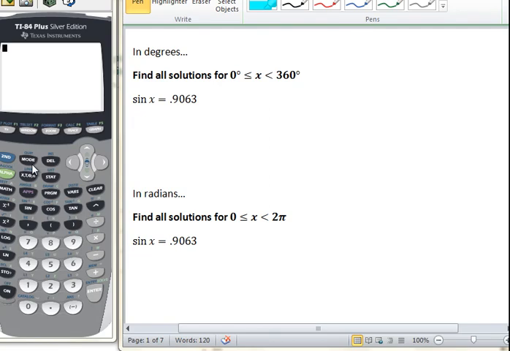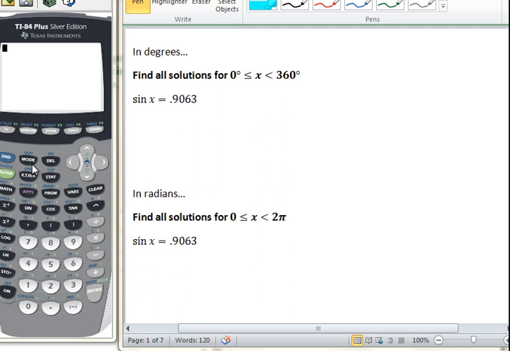Okay, so in this video we're going to look at finding second angles for solutions. I'm going to do it both in degrees and then radians. I'm going to do the calculator part once or twice, and then I'm just going to assume that you know how to use your calculator in radian mode.